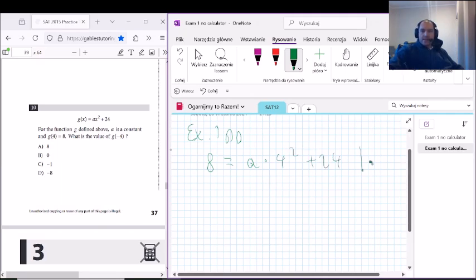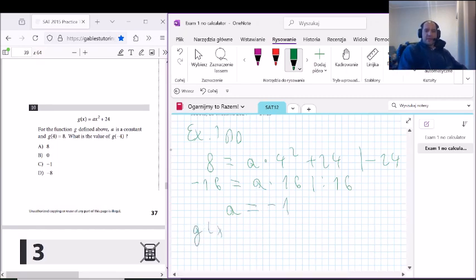So now we can subtract 24 and we get minus 16 equals a times, and 4 squared is 16. Now we divide by 16 and we get a equals minus 1. So our function g of x has a formula of minus x squared plus 24.